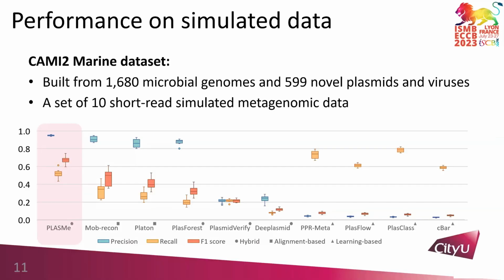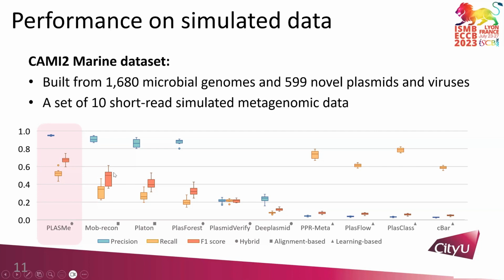We compared our method with other tools on the simulated dataset. Here we use the CAMI2 marine dataset, and this dataset contains short-read simulated metagenomic data. We can find our tool, which has been highlighted, called PLASMe, achieved the highest F-score.